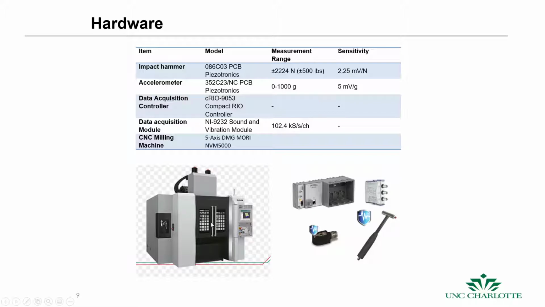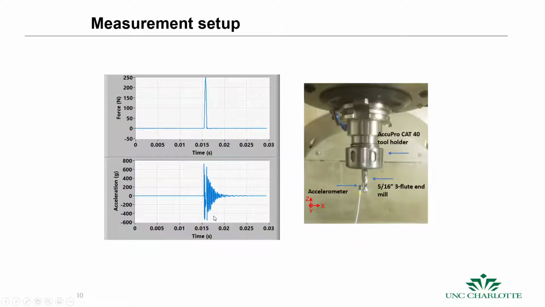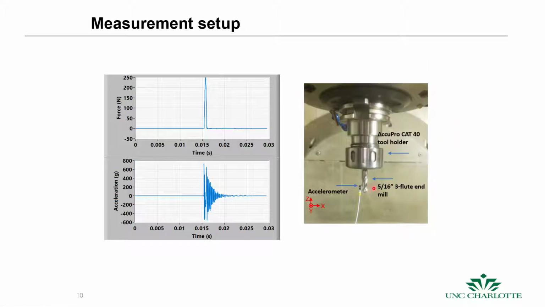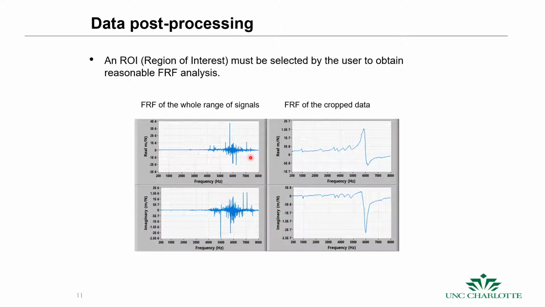And this is a 5-axis machine. In this case, what we try to do is put a tool in the machine, put an accelerometer on the tool, and then we whack this side with the hammer, and then we look at the response. So this is the hammer input here. This is the acceleration output, so we can take the frequency response of both of those to get the FRF.